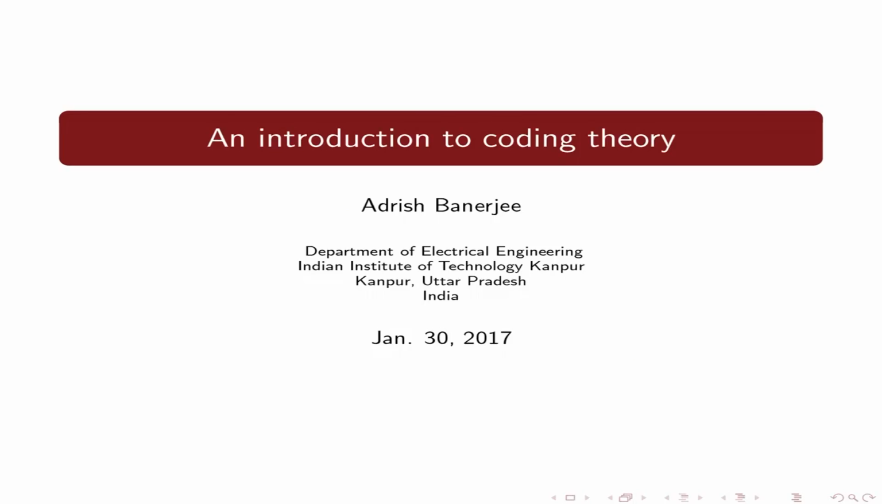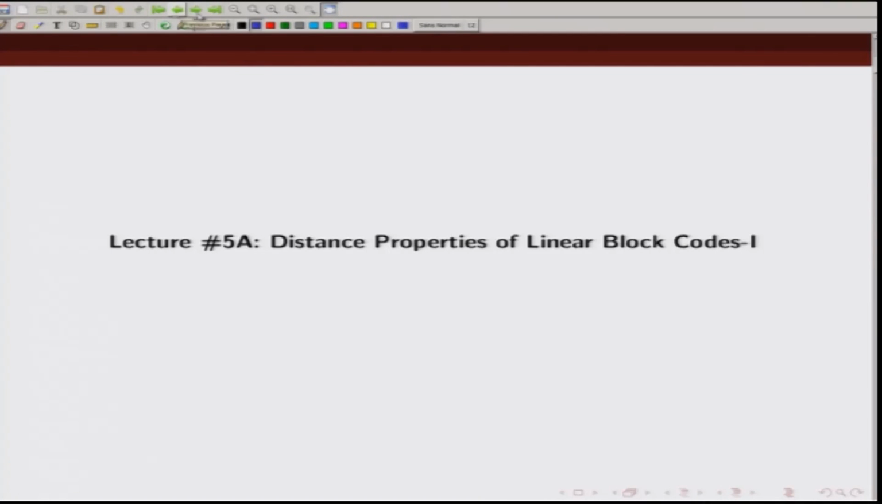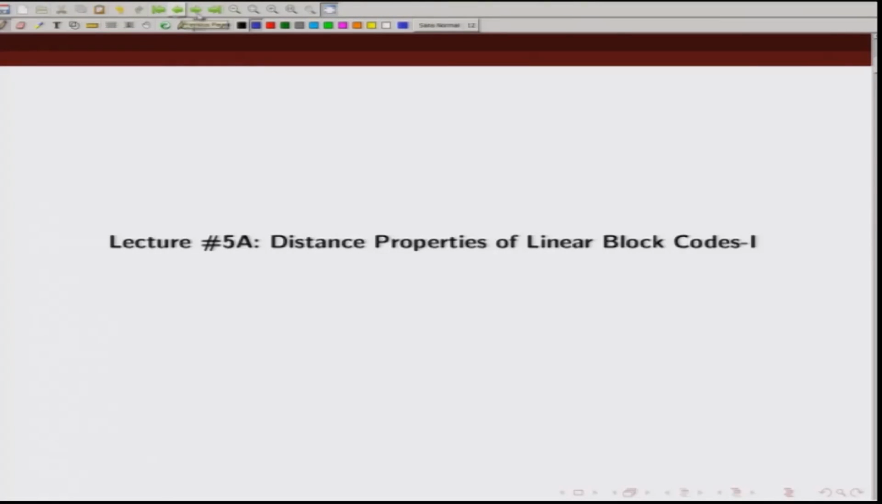Welcome to the course on coding theory. As we know, the error correcting and error detecting capability of error correcting codes depends on the distance profile of these codes. So today we are going to talk about the distance properties of linear block codes. We are going to describe what we mean by Hamming distance of codes, and then we are going to talk about how the minimum Hamming distance of a code is related to the columns of a parity check matrix.